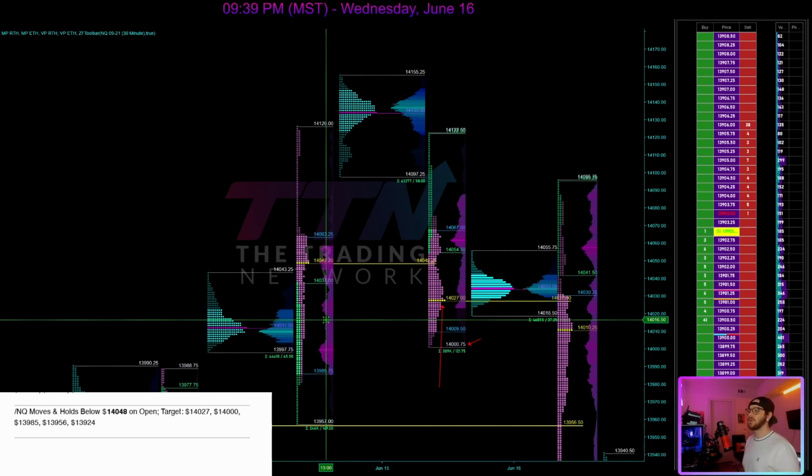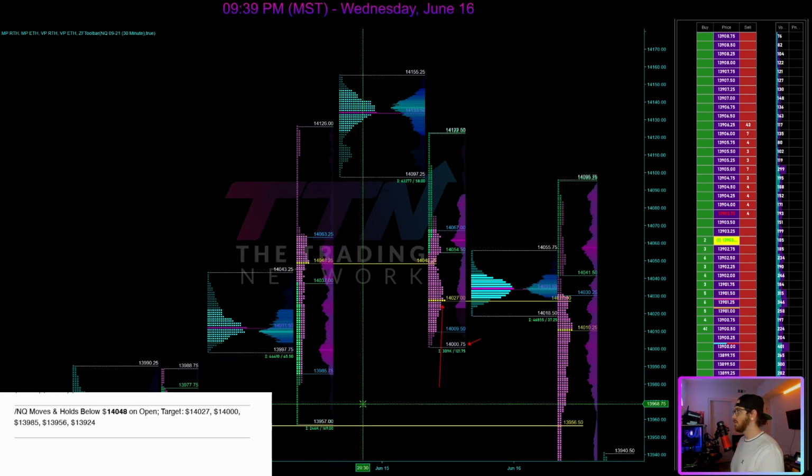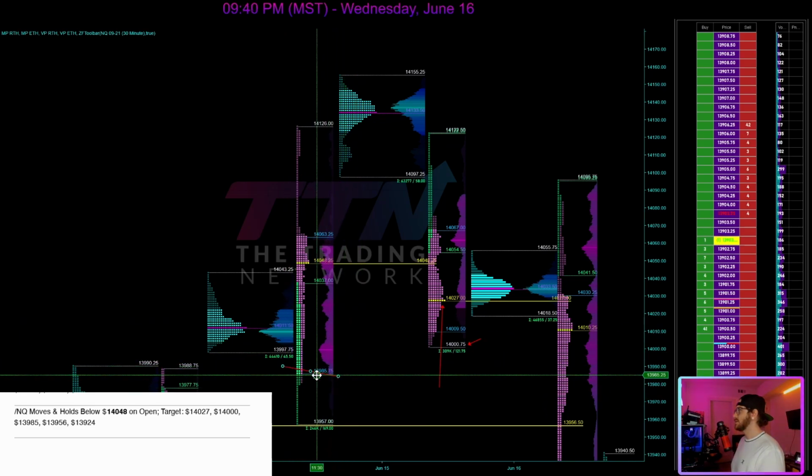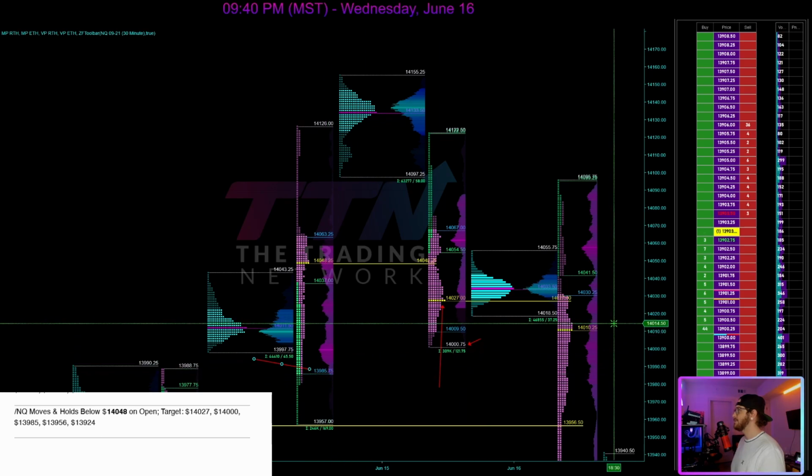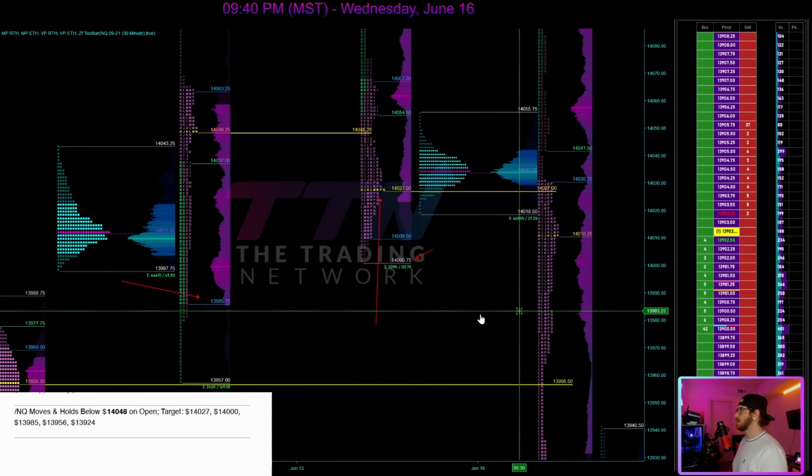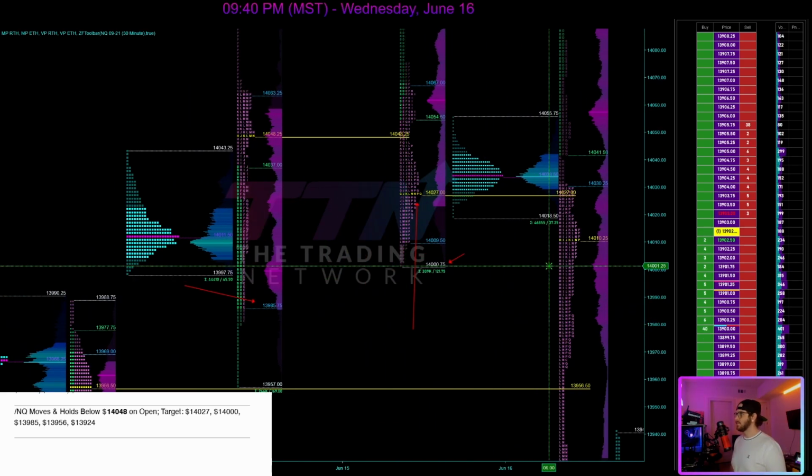The third downside target that we hit briefly after that actually was the value area low from the session before that. This was Monday's session right here, 13,985. And that target was hit in H period. So we did have to be a little bit patient.